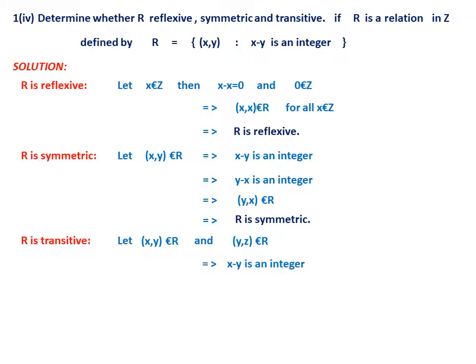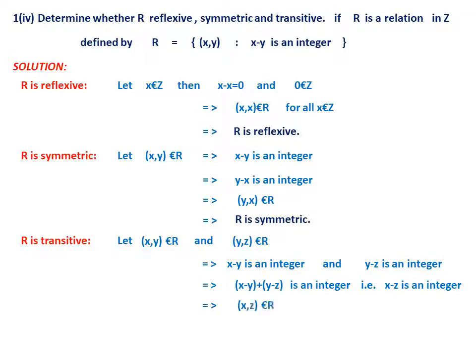By definition, whenever (x, y) belongs to R, x minus y is an integer. Similarly, (y, z) belongs to R, therefore y minus z is also an integer. Now what you have to do is add them. x minus y plus y minus z gives x minus z, and integer plus integer is an integer. Therefore x minus z is also an integer.